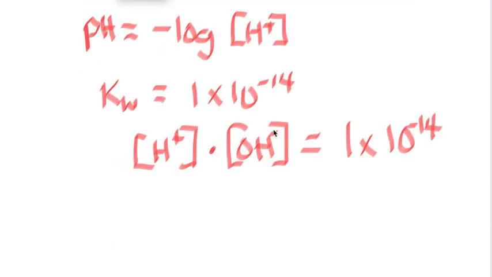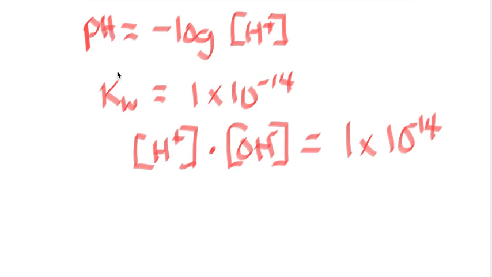You learned that we use the pH scale to quantify acids and bases. So you learned the equation: pH equals the negative log of the hydrogen ion concentration. So if you know the hydrogen ion concentration, you simply can plug it into this equation and solve for pH.